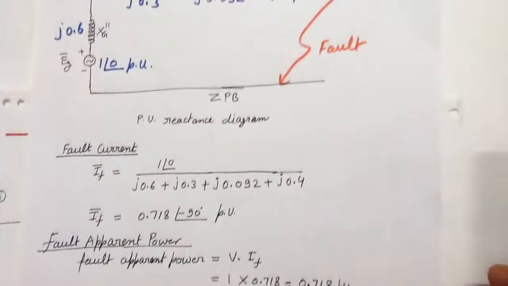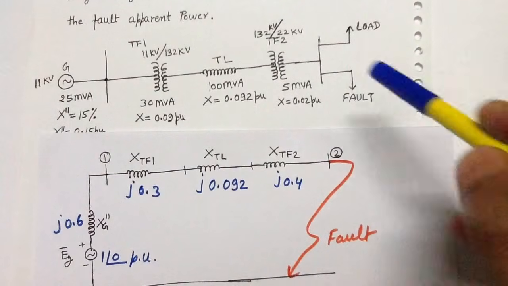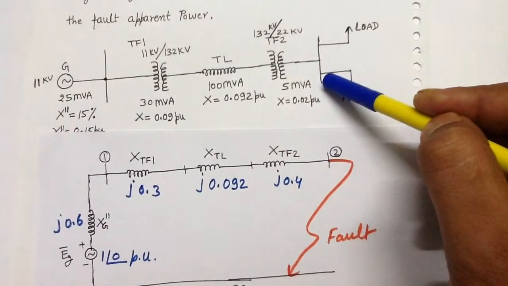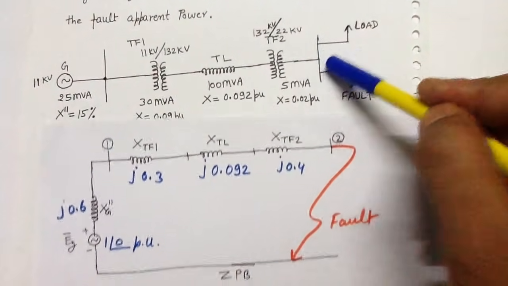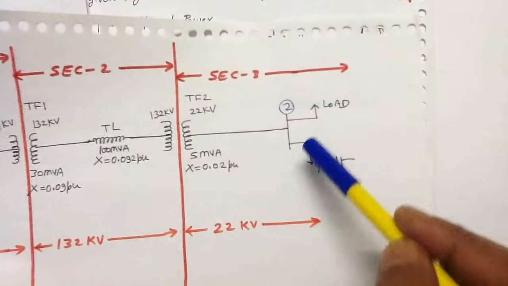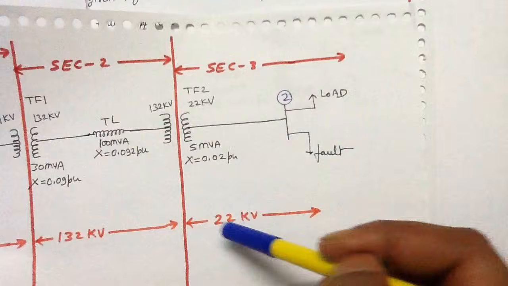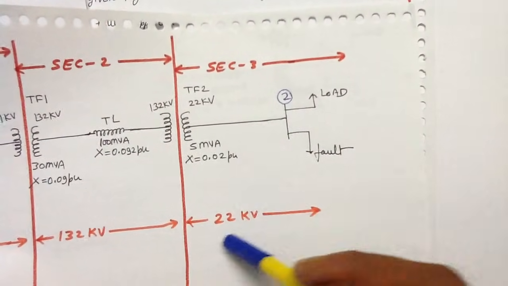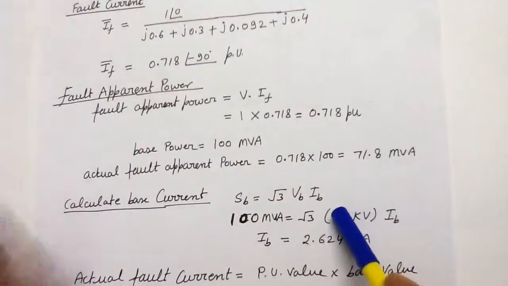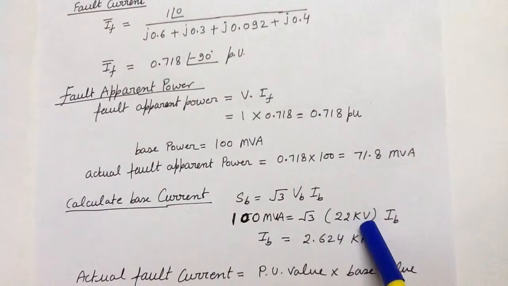See, the fault occurs here. The fault occurs at the 22 kV bus bar. Because the fault occurs at the 22 kV bus bar, in section number 3, the fault occurs at bus bar number 2. So the new base voltage in section number 3 is 22 kV. That's why I have taken the base voltage of section number 3 here. So this is 22 kV.